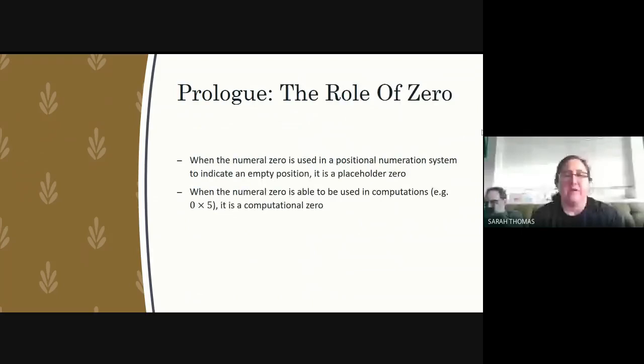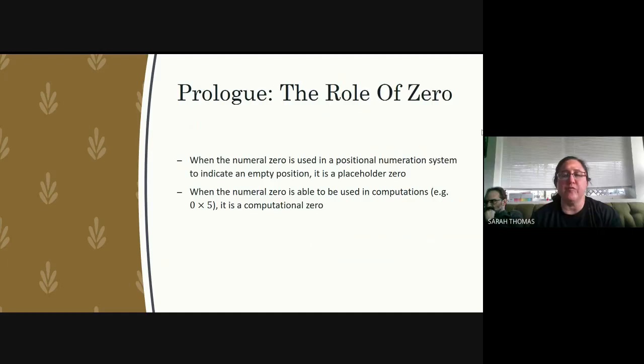Another thing we need to understand about our numeration system is the role that zero plays. We have a fully functional zero. It serves as both a placeholder zero and a computational zero. A placeholder zero is one that's used in a positional numeration system to indicate that there's nothing in that position. A computational zero is when you can actually do something like zero times five. If you can actually do that with your zero, it's a computational zero. Believe it or not, not all numeration systems have zeros that do those things, and not all of them have a zero at all.